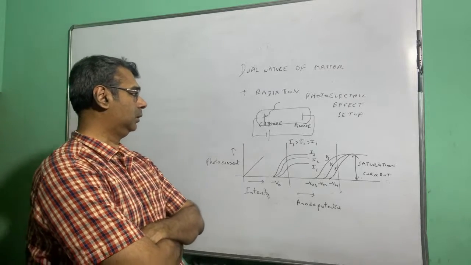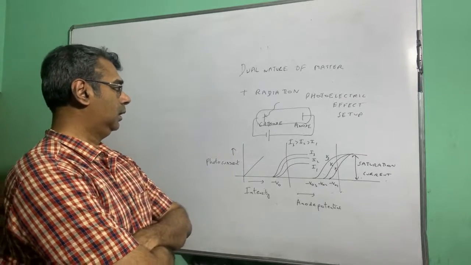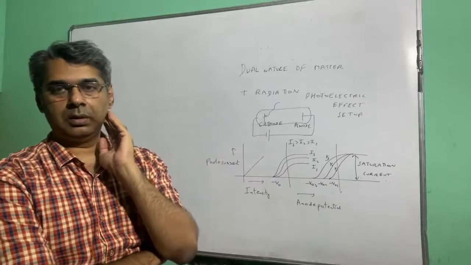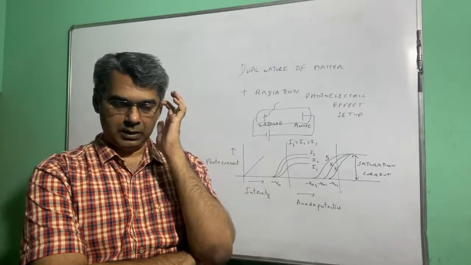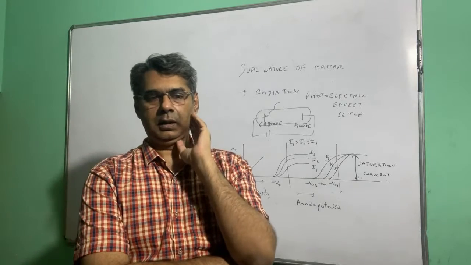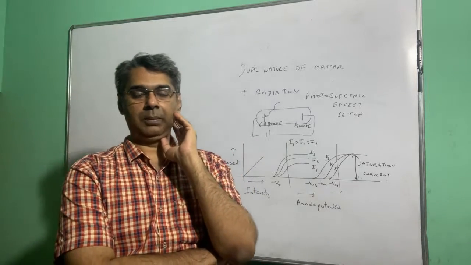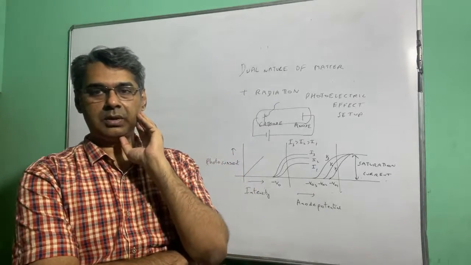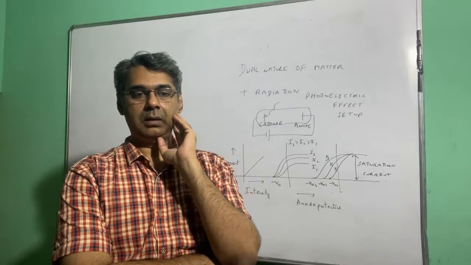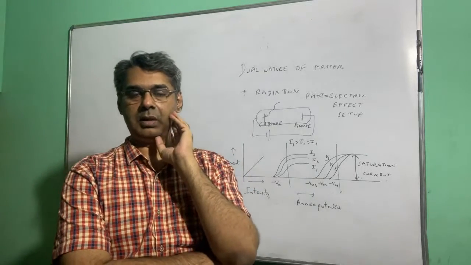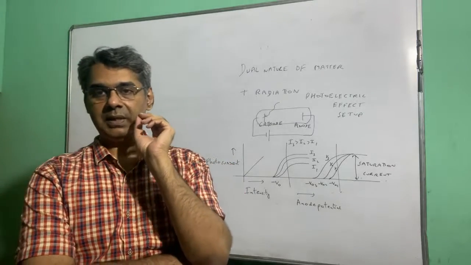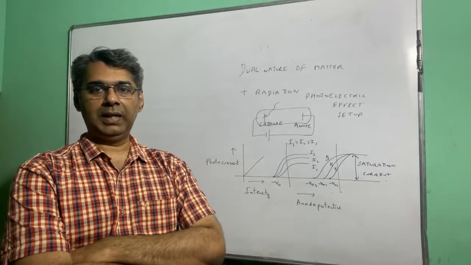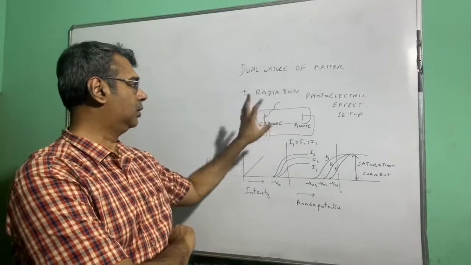In this setup, there will be light falling on the cathode, light of a certain pre-decided frequency. You all know that the primary properties of light are velocity, frequency, and wavelength. The velocity of light is near about 3 into 10 to the power 8 meter per second, and the frequency and wavelength are alterable. So we have a certain pre-decided frequency, and that light is falling on the cathode.